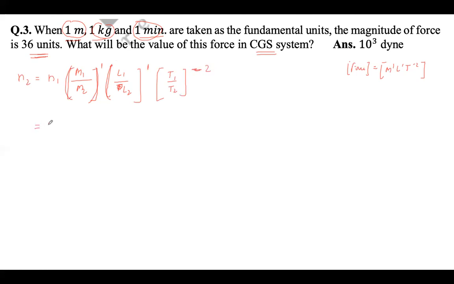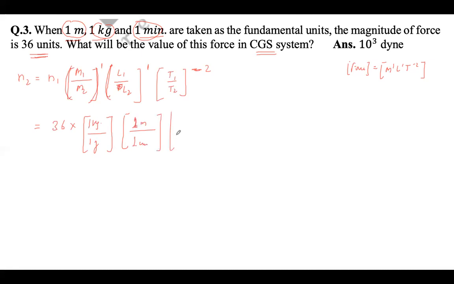Now we put the values here. So N1 is 36 units, mass 1 kg, and then in the CGS system we have 1 gram. Again, length here is in this unit, we have 1 meter, and in the CGS unit, we have 1 centimeter.